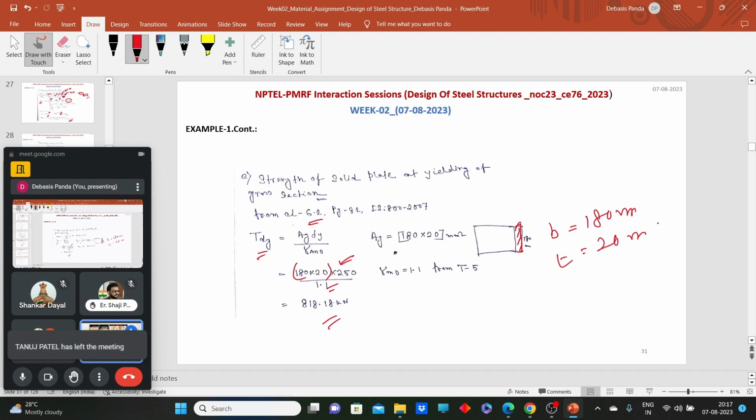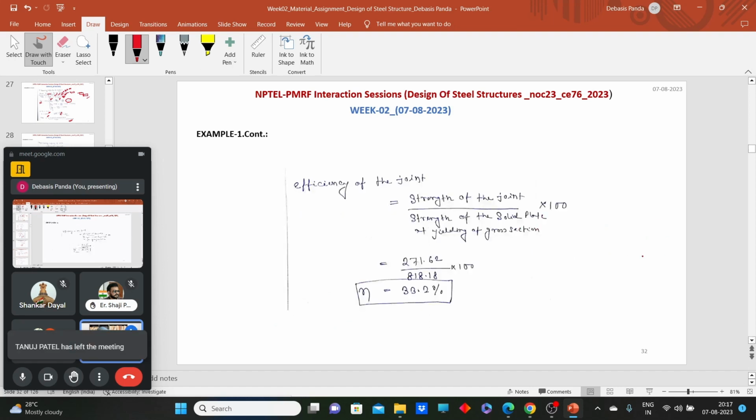Now we can calculate the efficiency. What will be the efficiency of the joint? The efficiency of the joint will be the strength of the joint, which is the minimum of strength of bolt or strength of plate at rupture, divided by the strength of the solid plate, into 100. So we can achieve 33% efficiency through that joint, whatever is provided to us.